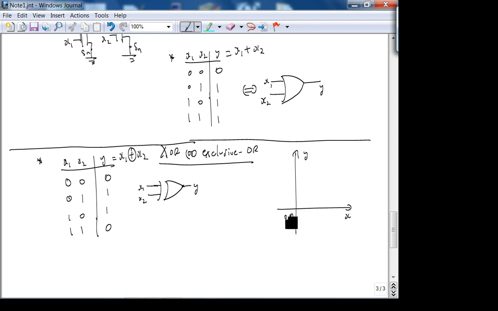So here is a coordinate system: 0, 0; 0, 1; 1, 0; and 1, 1, with x and y axes. These are the four corners of a square. Right? I'm going to place little balls here.